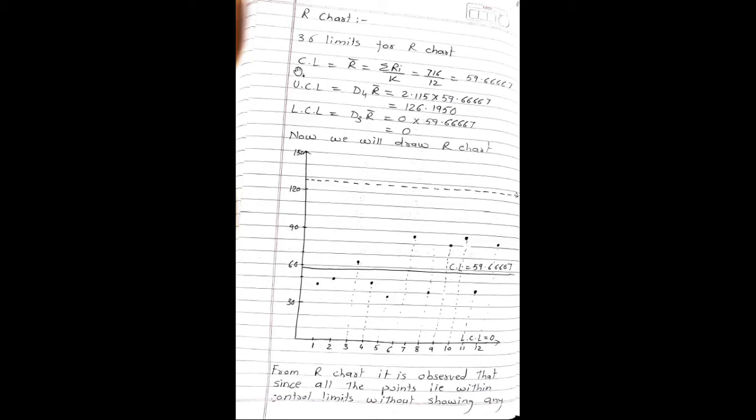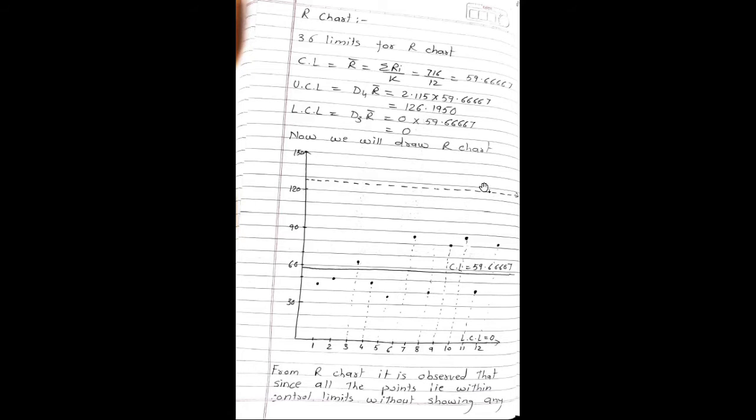This way we can take the values on the y-axis. We will plot the central line at 59.66667. The upper control limit value is 126.19, so it will go above 120. This is our upper control limit, which is 126.1950.